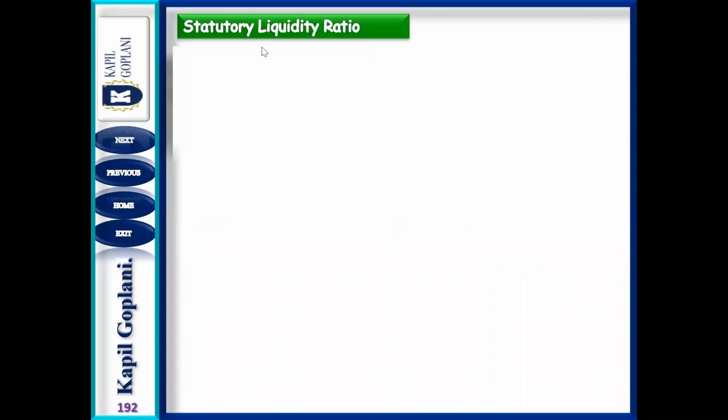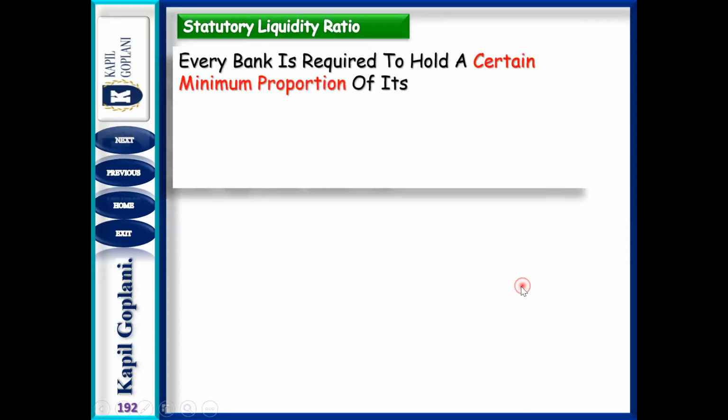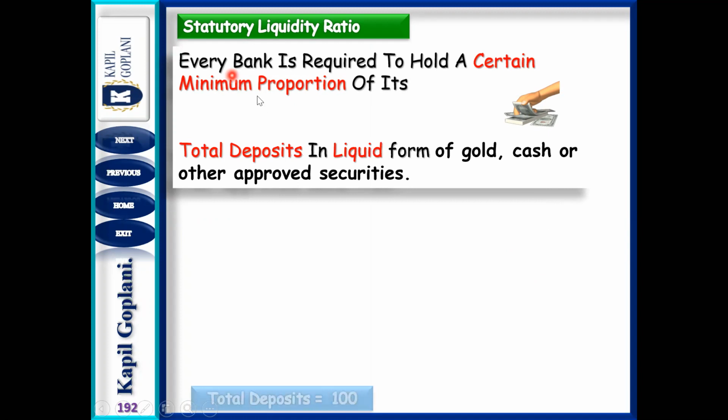Okay. Now moving on to the SLR. What is SLR, students? We have already studied SLR in money and banking. Every bank is required to hold a certain minimum portion of its total deposits in liquid form of gold, cash or other approved securities which can be converted into cash immediately, or they are considered as near to cash assets. Now why has this been kept? Because of the depositors who come to withdraw the amount. Now this amount you have to maintain as the commercial bank.